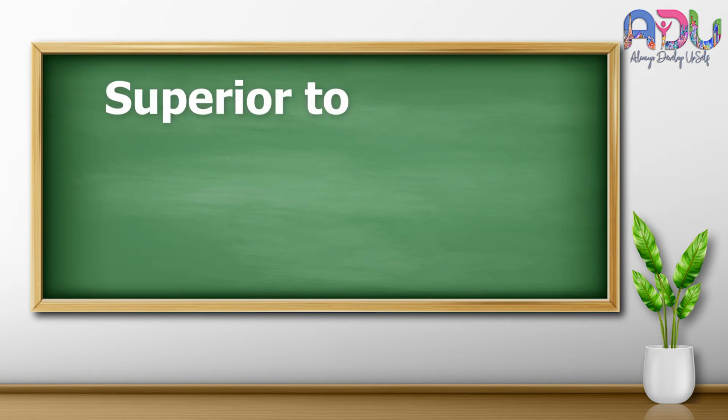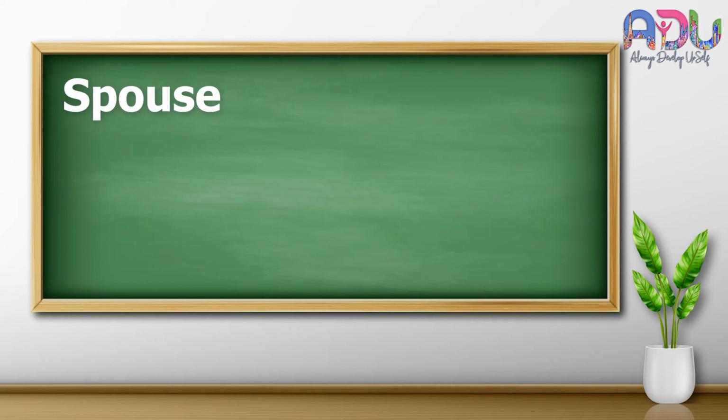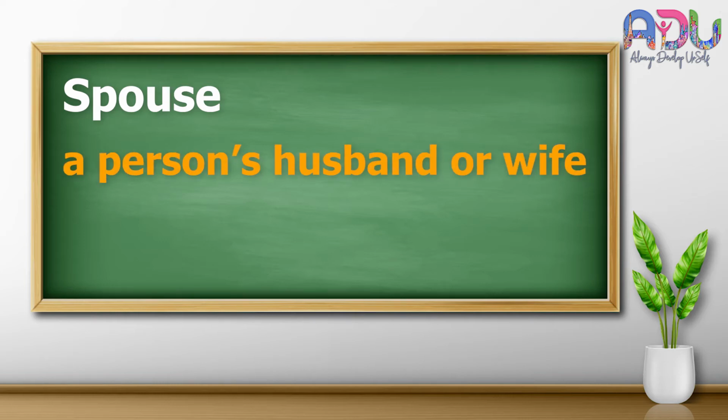9. Superior to. Superior to, you are the leader, and its opposite is subordinate to. And if you are subordinate to a person, it means you are a follower. 10. Spouse. A spouse is a person's husband or wife.